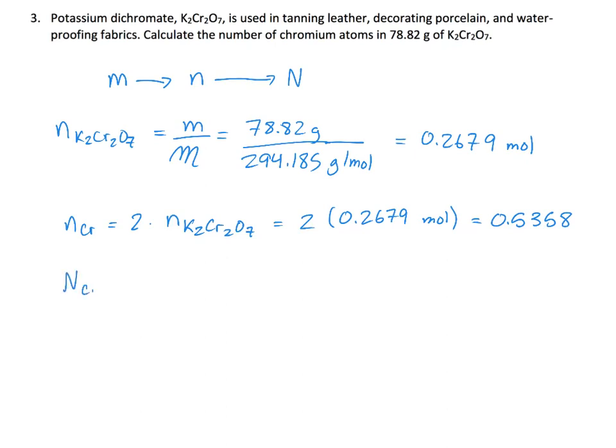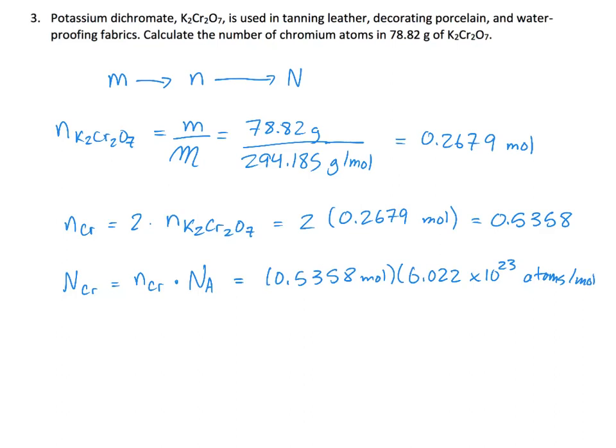The number of atoms of chromium is going to be equal to the moles of chromium multiplied by Avogadro's number, 0.5358 mole, 6.022 times 10 to the 23rd atoms per mole, 3.227 times 10 to the 23rd atoms.